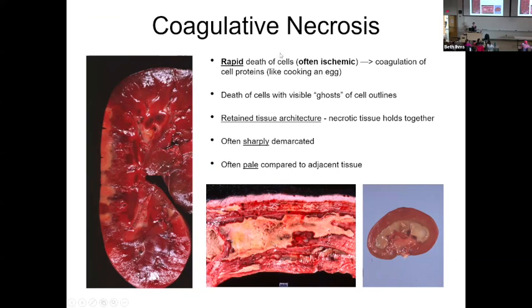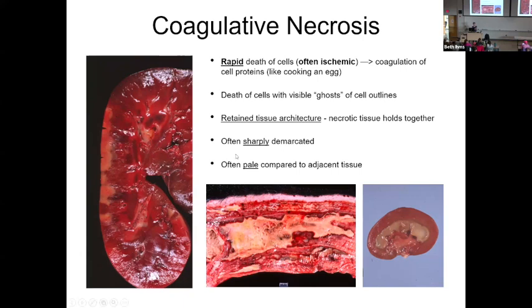So what happens here is all the cells die in place. They don't have any time to fall apart or start degrading or become disconnected from each other. They're all still fixed in their normal architecture. They don't know they're dead. So you get these ghosts of outlines, but tissue architecture is retained. The necrotic tissue holds together. It is not soft yet because it happens so fast.